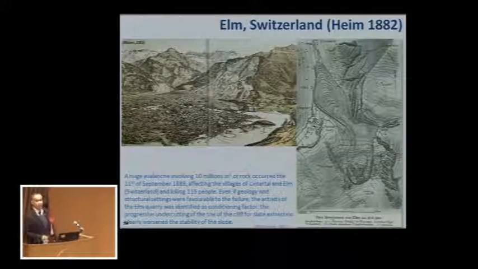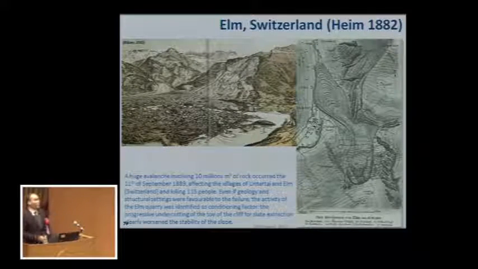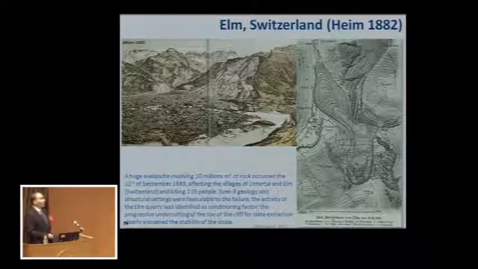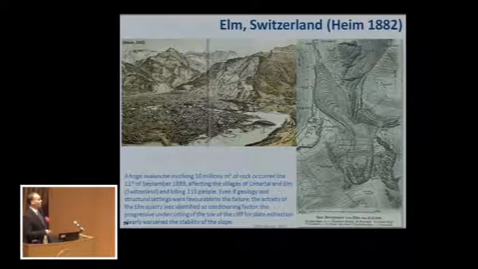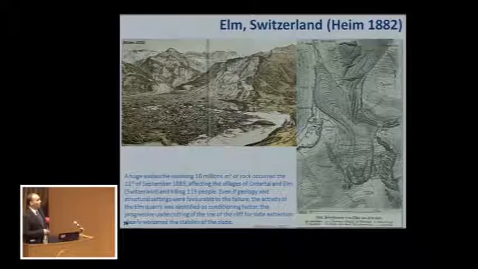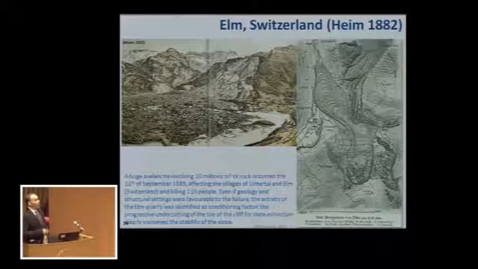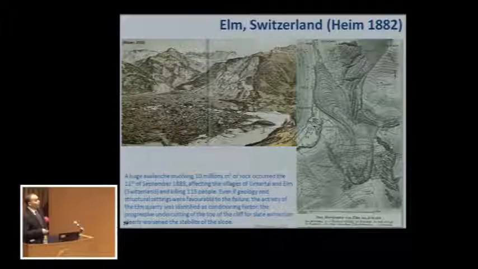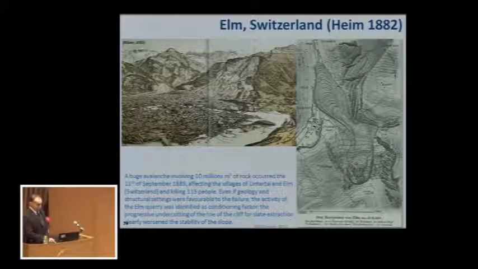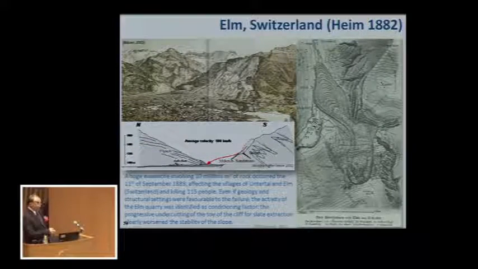The first one is historically important because in Switzerland we had this landslide in 1889, which killed 115 people. This is the rock avalanche of Elm, described by Heim, a famous Swiss geologist, one of the fathers of landslide research. And why was it triggered?